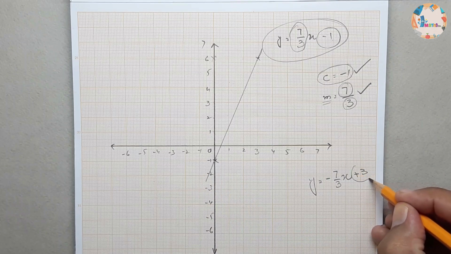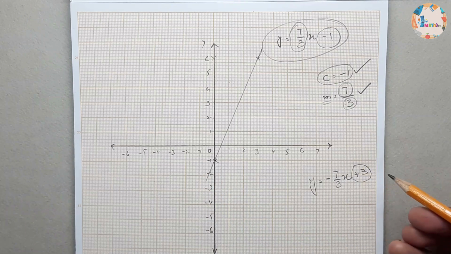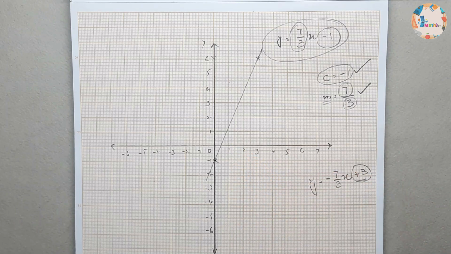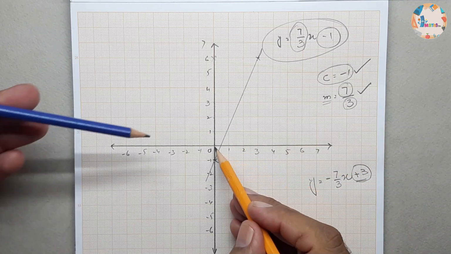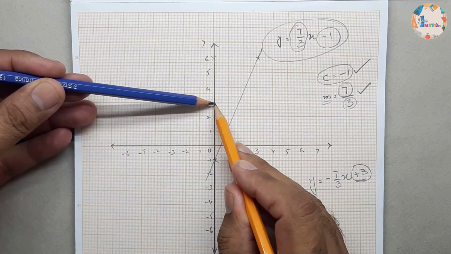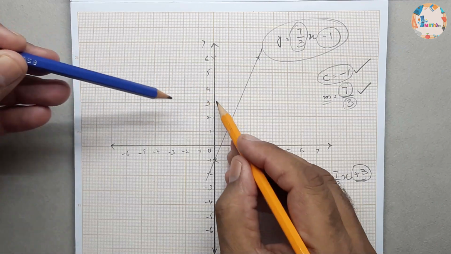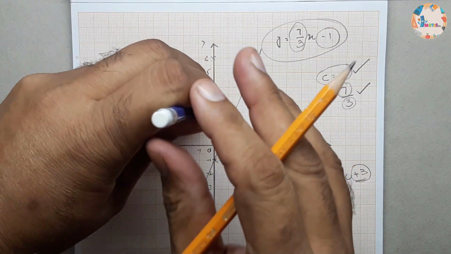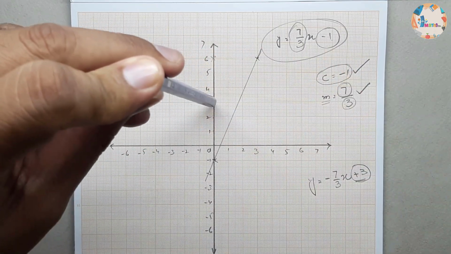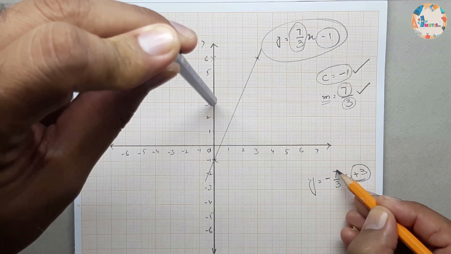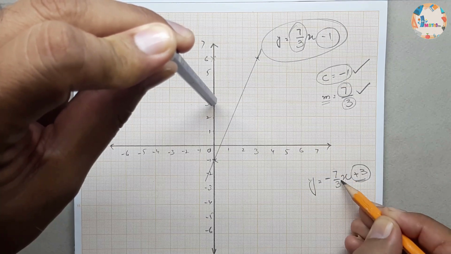Now we have +3, so we will reach +3 on the y-axis. This is on the y-axis. So we will move to the y-axis, and I will place the pencil over here. From here 1, 2, 3. So this is our y-intercept. So I will place the pencil over here. After placing the pencil over here, I will start counting.